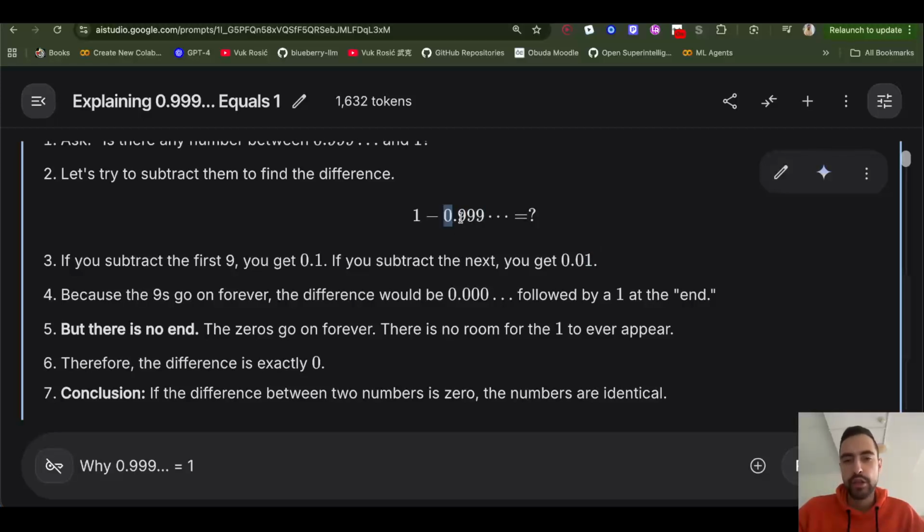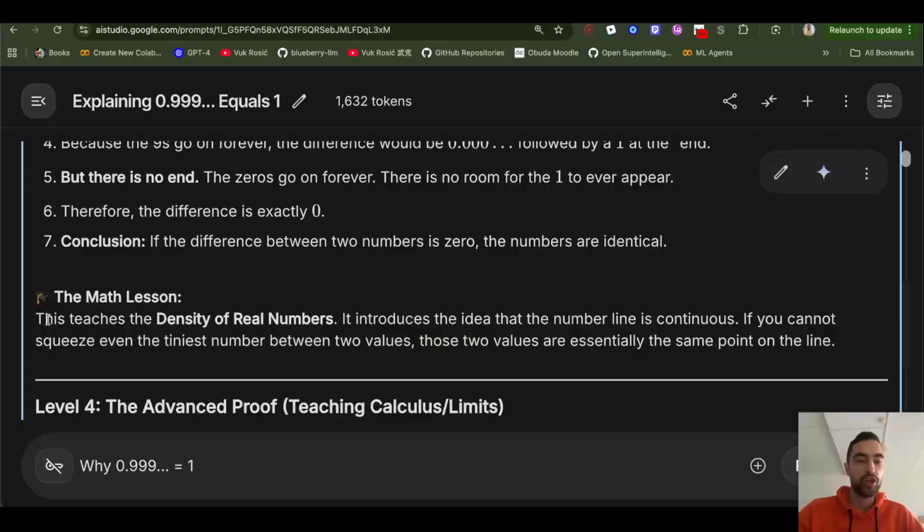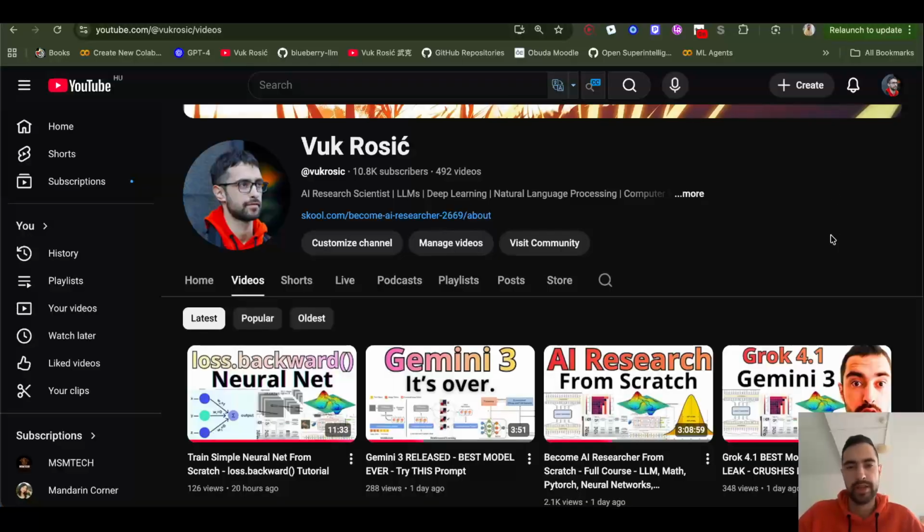But you actually have infinite 9's. So the 1 will never come at the end, because there is no end. So we don't have the 1 at the end because there is no end. So the difference between these two numbers is 0, which means they are equal. So we cannot squeeze any number, even the tiniest number, between these two values, so they are equal. Those are the 3 proofs.